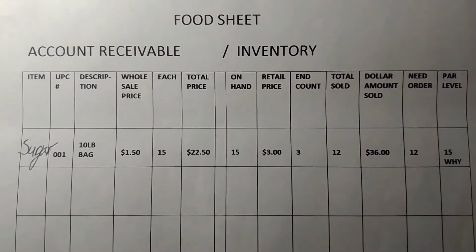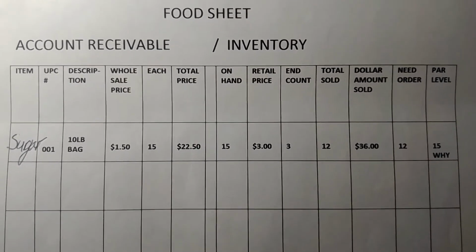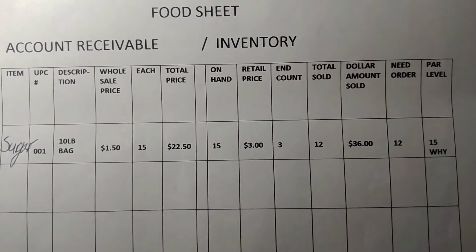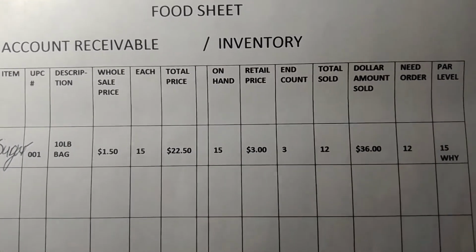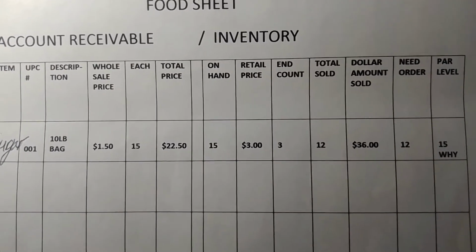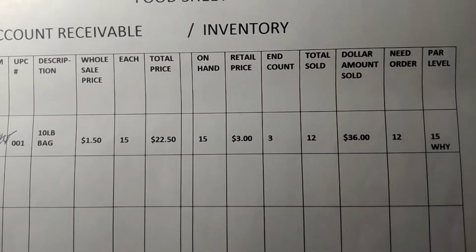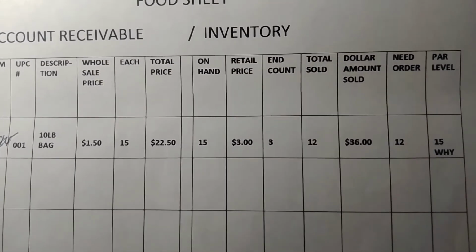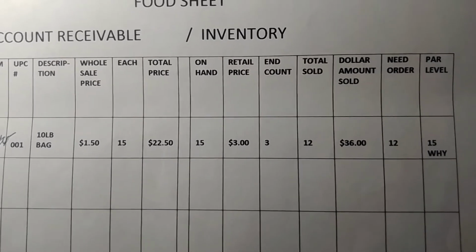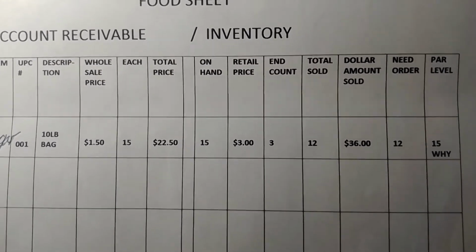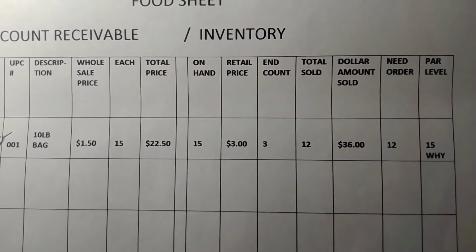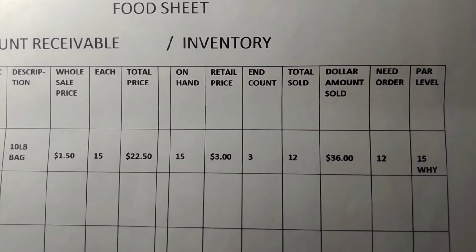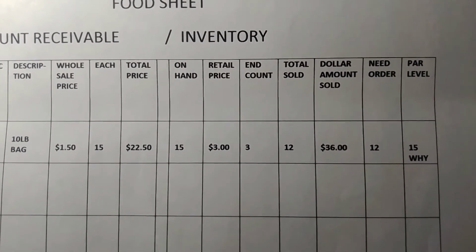Your on hand of sugar was 15. Retail price was $3. Ending count, remember when we went around your store and counted, we ended with 3 sugars. We only had 3 sugars left in your store. So that means we sold 12. And then your dollar amount sold is $36. And you need to order 12. And the par level is 15.